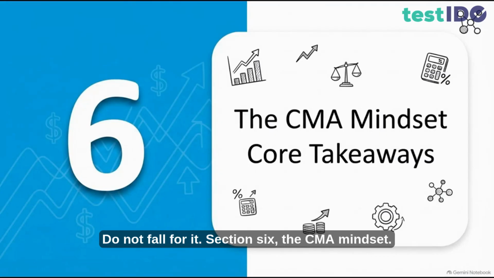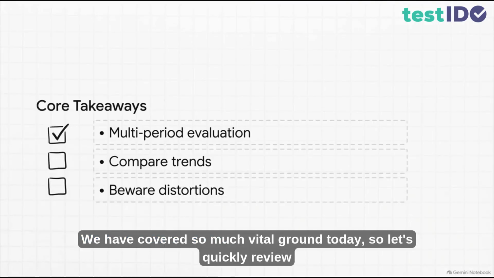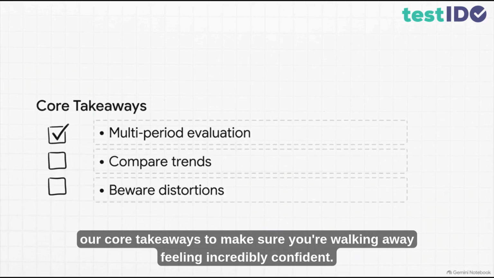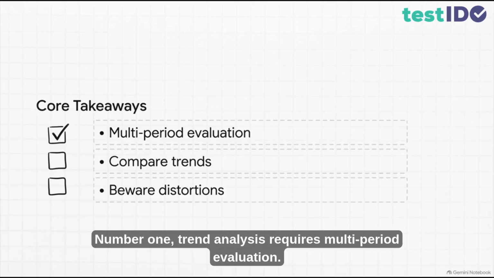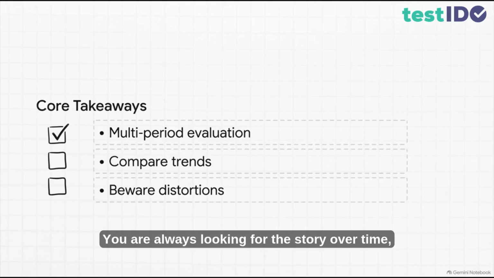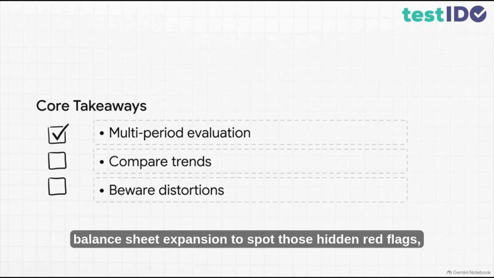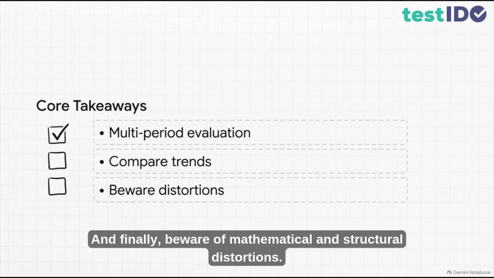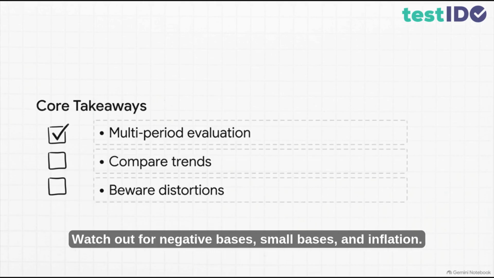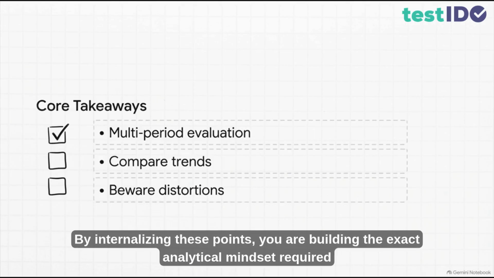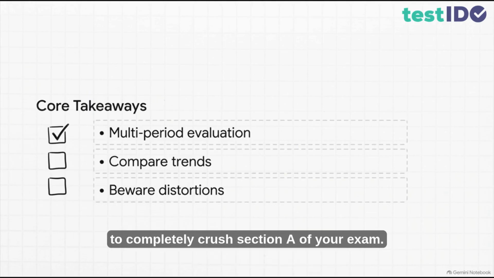Section 6. The CMA Mindset. We have covered so much vital ground today, so let's quickly review our core takeaways to make sure you're walking away feeling incredibly confident. Number 1, trend analysis requires multi-period evaluation. You are always looking for the story over time, combining both absolute and percentage changes. Number 2, always compare interrelated trends. Check that top-line growth against cost trends and balance sheet expansion to spot those hidden red flags, just like we did with our friends at Nova Logistics. And finally, beware of mathematical and structural distortions. Watch out for negative bases, small bases, and inflation. By internalizing these points, you are building the exact analytical mindset required to completely crush Section A of your exam.